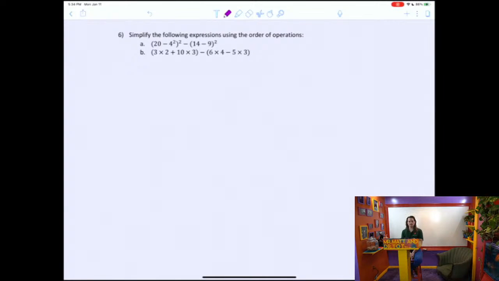If you have any questions, then let me know. Otherwise, let's move on to number 6. And so we're using the order of operations again to simplify the following expressions. Question 6a asks the quantity 20 minus 4 squared, quantity squared, minus the quantity 14 minus 9, quantity squared. 6b asks you to simplify the expression the quantity 3 times 2 plus 10 times 3 minus the quantity 6 times 4 minus 5 times 3. I'll give you 3 minutes. 1 minute in, I'll start to solve.